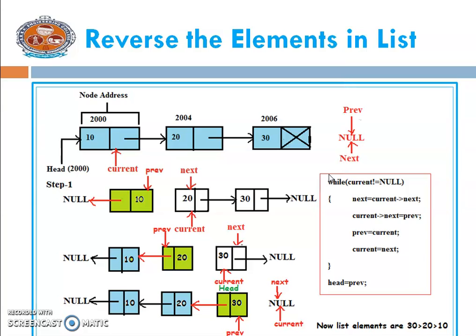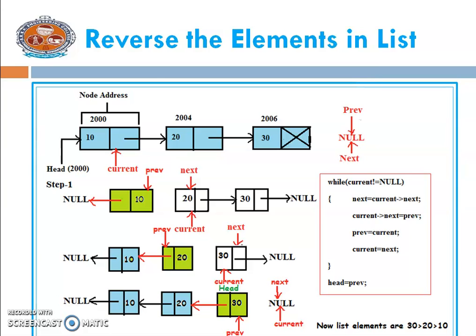And the next operation is reversing the elements in the list. We need to reverse the list by changing the links between the nodes. So first, initialize 3 pointers, say current, previous and next. Initialize current to head, current equal to head. Pointer variables previous and next are pointing to null.